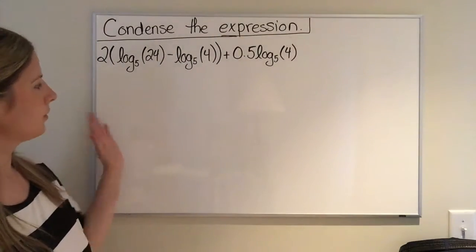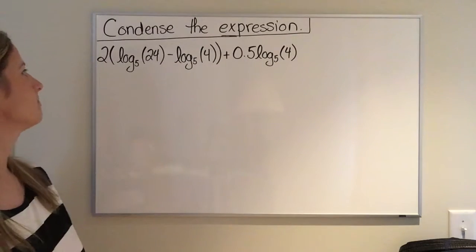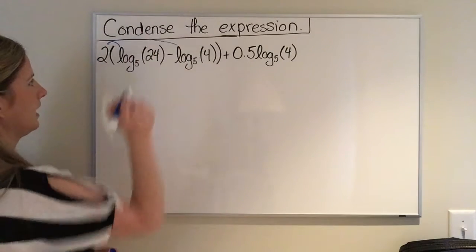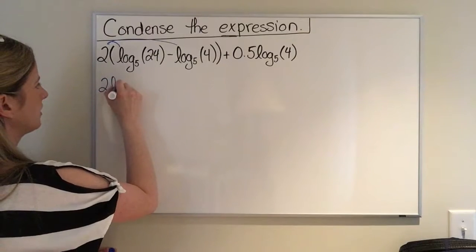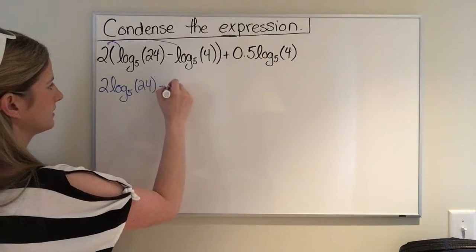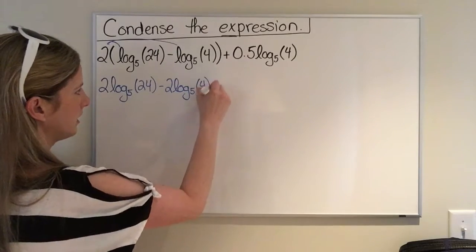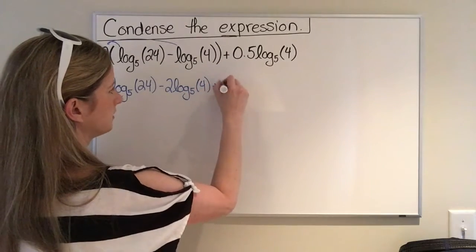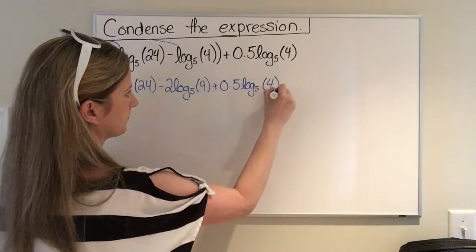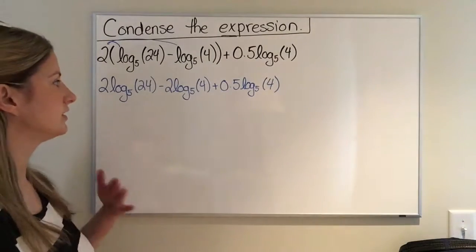So what do we do first? Our goal is to write this as a single log. The first thing we're going to do is distribute this 2. So it becomes 2 times log base 5 of 24 minus 2 times log base 5 of 4, and then plus 0.5 log base 5 of 4.